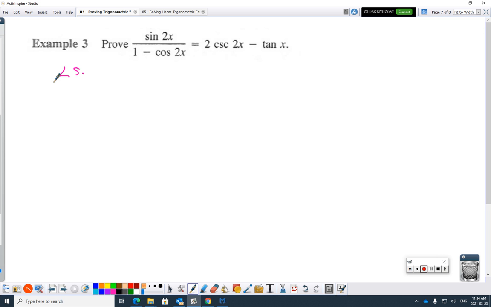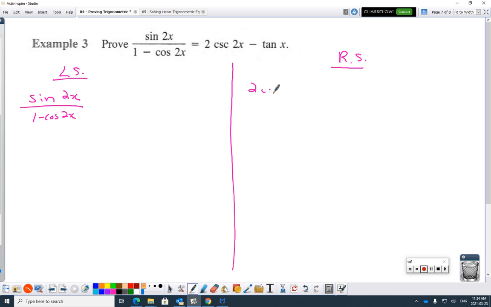Left side, right side. This side, sine of 2x over 1 minus cos 2x. And this side, 2 cosecant 2x minus tan x. This is a great example because it's got a host of problems.